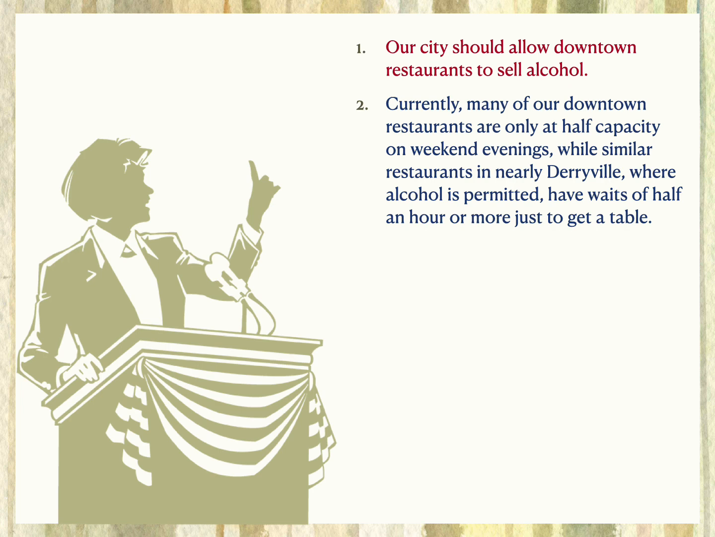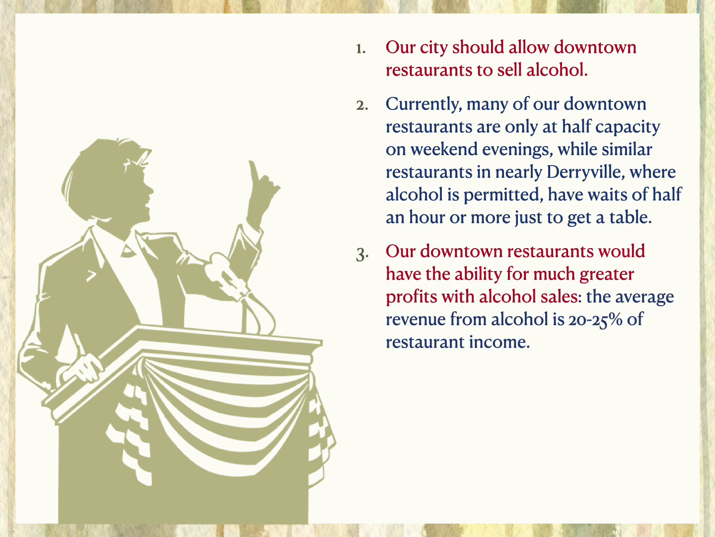Now, moving on to her third statement, here's where things get a little bit tricky. Because as you can see, this statement is half opinion and half fact, which can happen. Sometimes a compound statement falls into both categories. So in the beginning of this statement, our downtown restaurants would have the ability for much greater profits with alcohol sales. This is a prediction. Now, she's probably right, but it's still a prediction. Also, she did use that word much greater. Well, we can't be sure that restaurants would have much greater profits, probably would have greater profits. But see, that makes it an opinion. We can't prove it true or false.